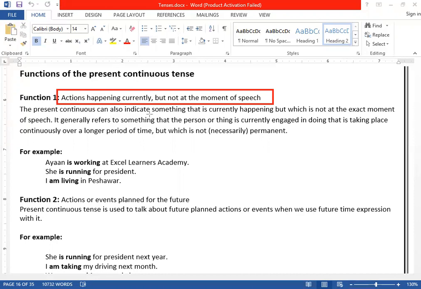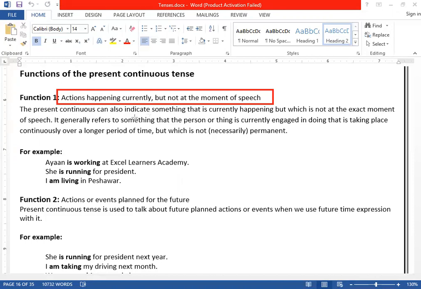Clear? Like for example, what do you do at Excel? Or what are you doing at Excel? Say, I'm studying IELTS at Excel. Clear? In fact, at that moment, you are not studying. The action is not continuous at that time. But currently, you are studying that.